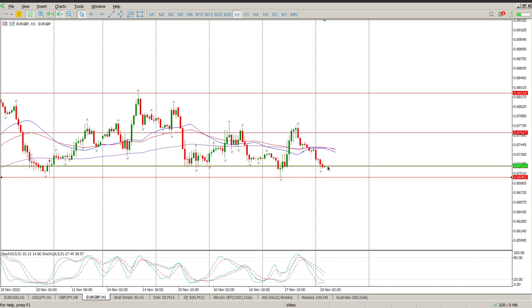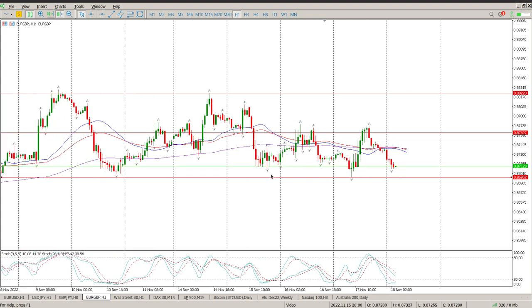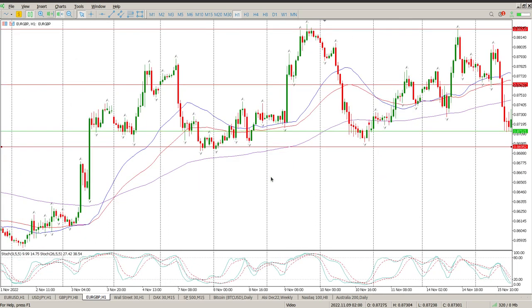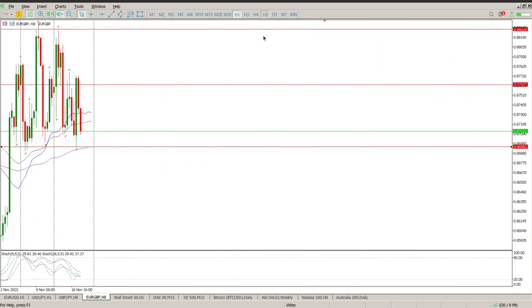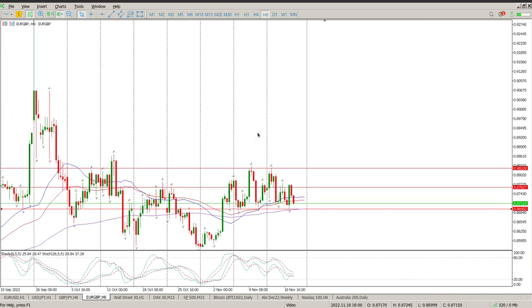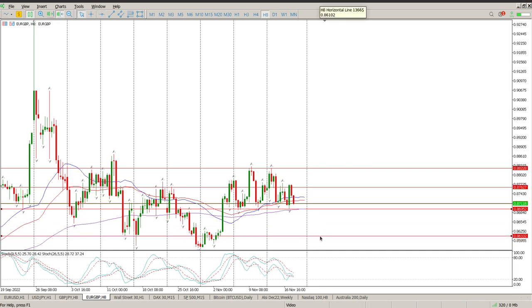So we may get some kind of a bounce off here, rejection, but if we start dropping below the lows of yesterday at 0.86952, then we have a fairly strong possibility that we're going to drop a bit further, and that's just basically going to line up with the next bit of structure, which is down here at 0.86102.